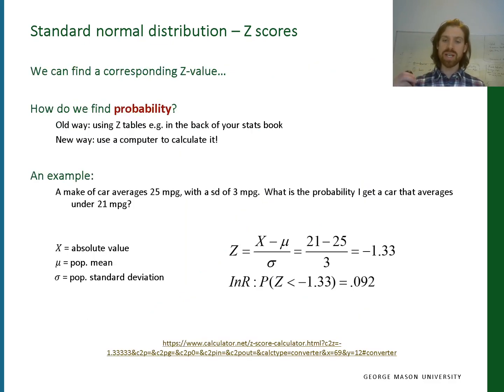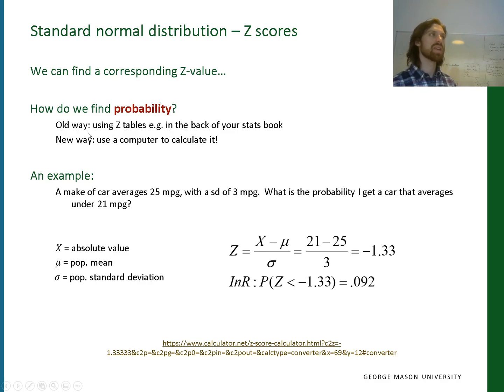So how do we actually calculate the Z-score? What's the relevance of it? Why do we use it? These are all valid questions. So can we find a corresponding Z value? How do we find the probability?